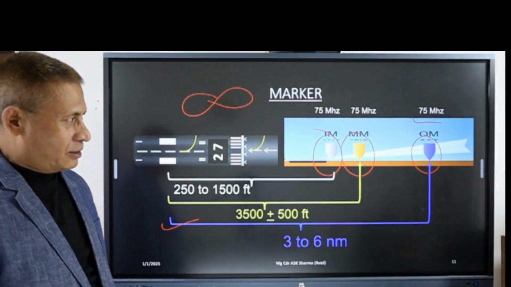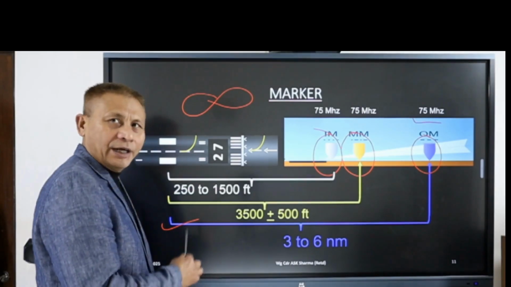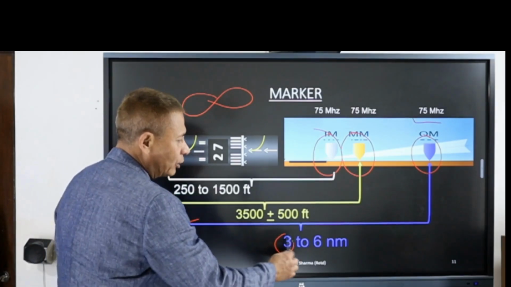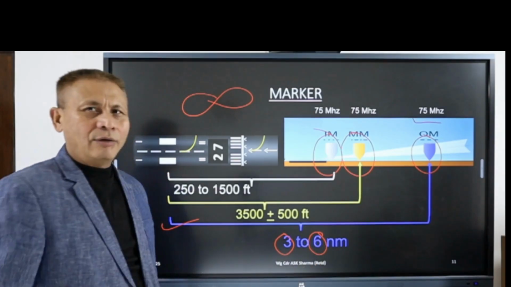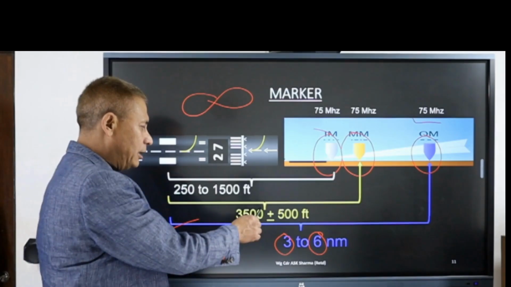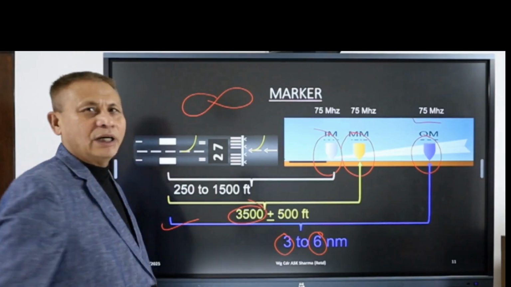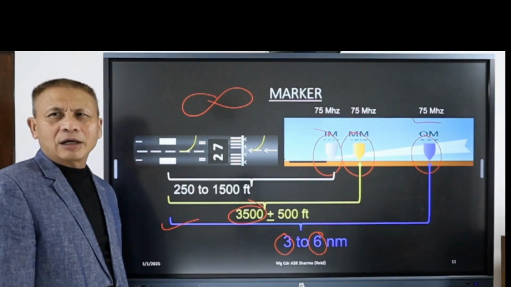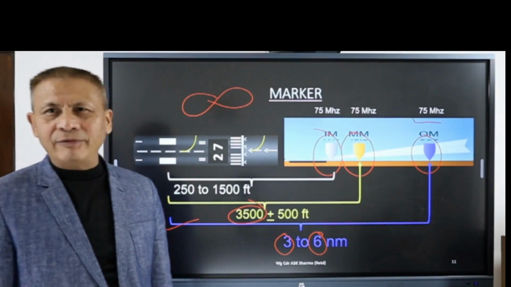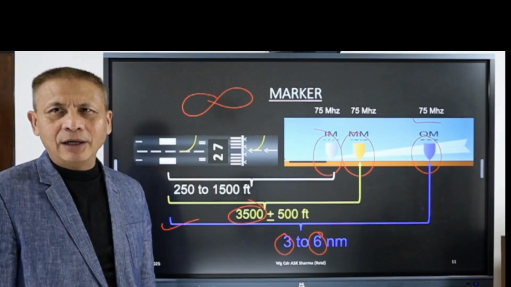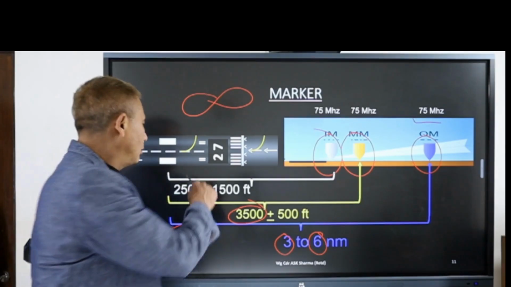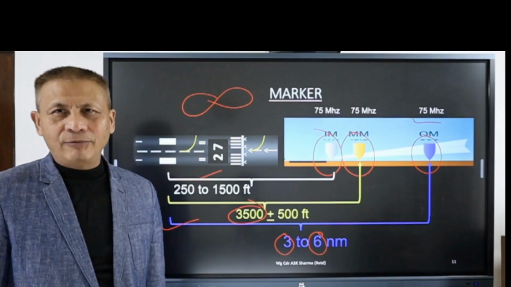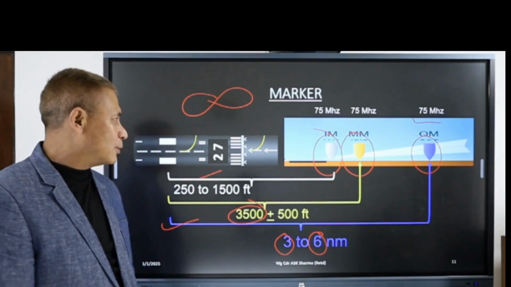The outer marker is generally located from 3 to 6 nautical miles, whereas the middle marker is 3,500 plus or minus 500 feet, and the inner marker will be from 250 to 1,500 feet, which is published for that particular instrument approach chart.